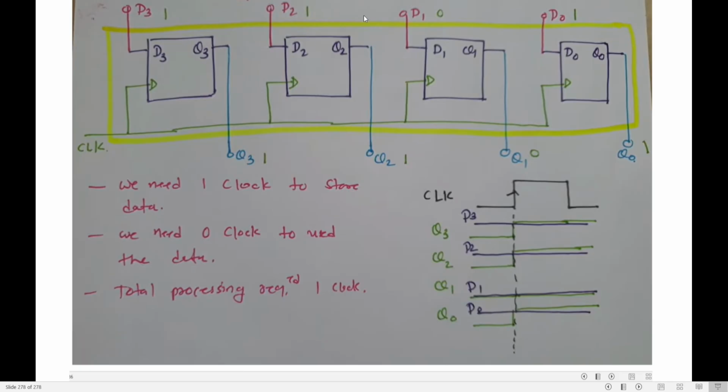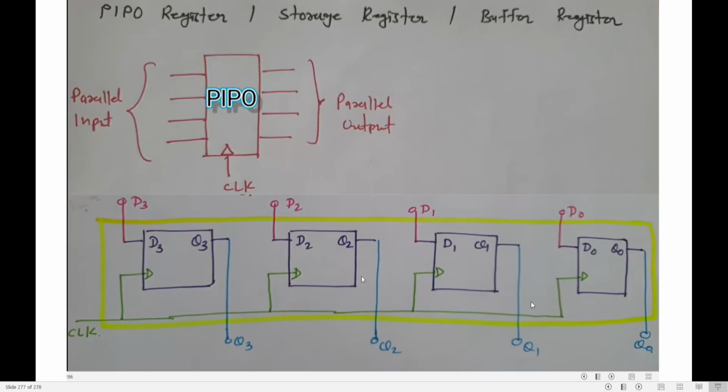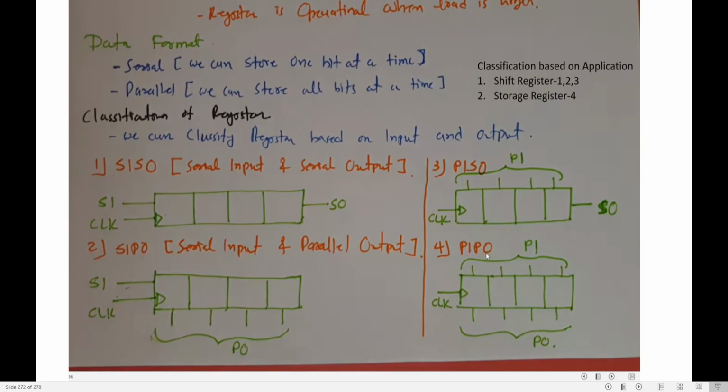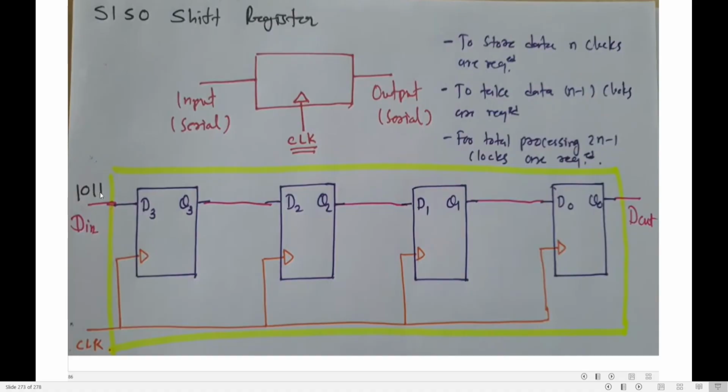See the diagram here, 1101 is fed as input, and that will come out as output 1101. So your outputs Q0, Q1, Q2, Q3 will be equal to your inputs. Clear? So this is a short video about the construction of serial in, serial out, serial in, parallel out, and parallel in, parallel out shift registers.